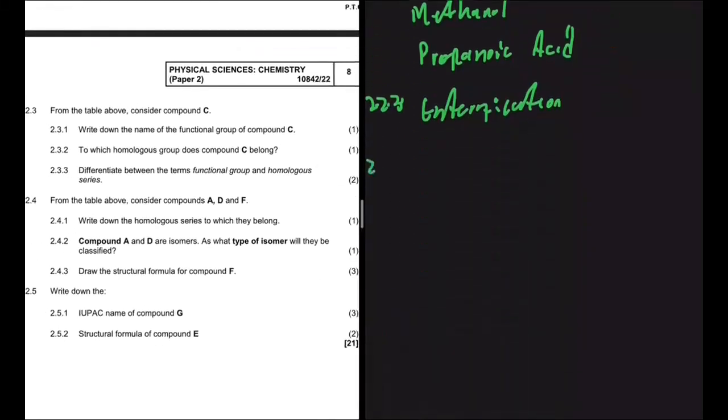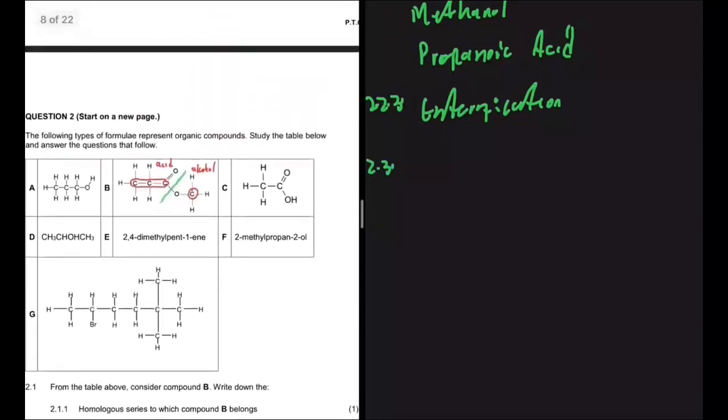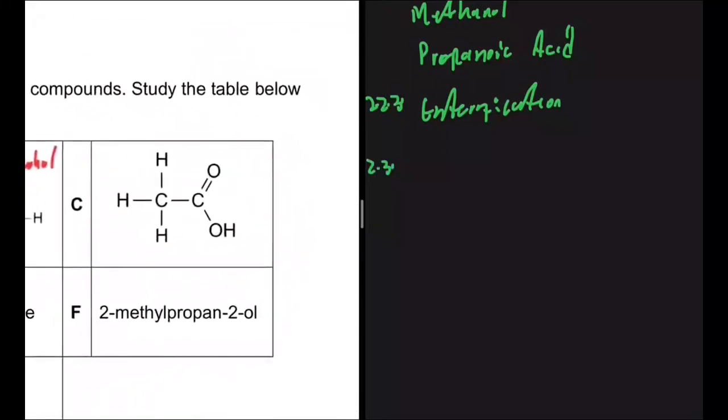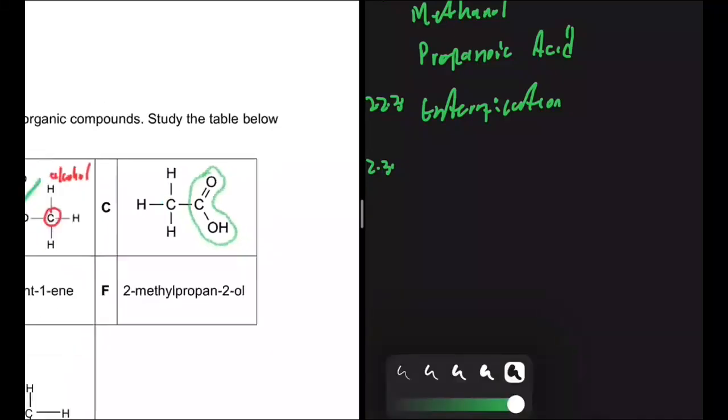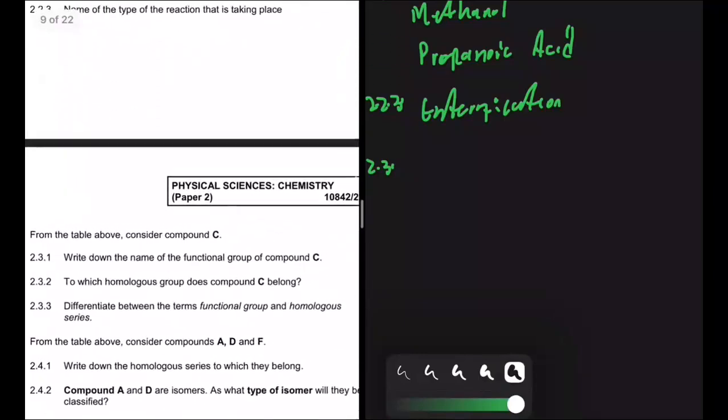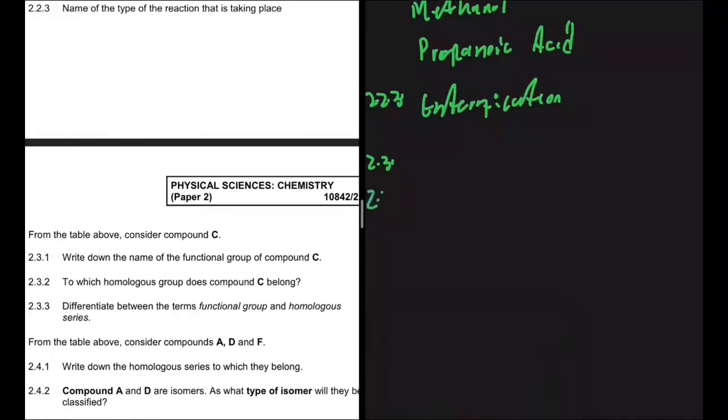That is 2.2. Let's move to 2.3. So in 2.3, from the table above, consider compound C. So let's go to compound C and see what I have. Compound C, we have an acid. This is the functional group of an acid. Ethanoic acid to be specific. Let's go to the questions. 2.3.1, write down the name of the functional group of compound C. So we've already deduced that compound C is an acid, right? The name of the functional group of acids is carboxyl. So we have the carboxyl group. That is the name of the functional group.